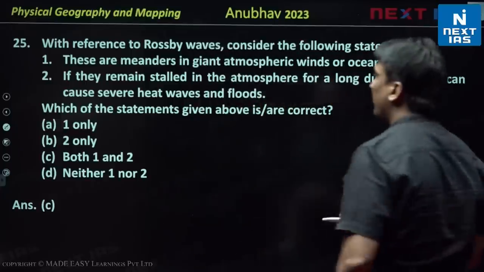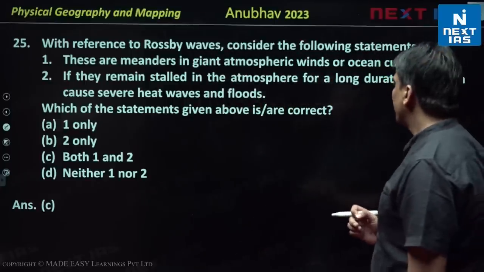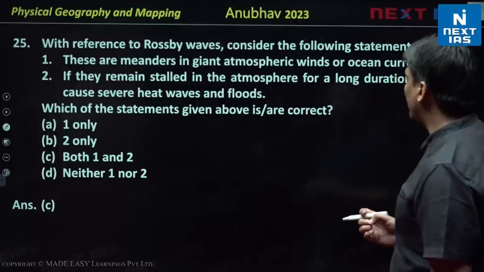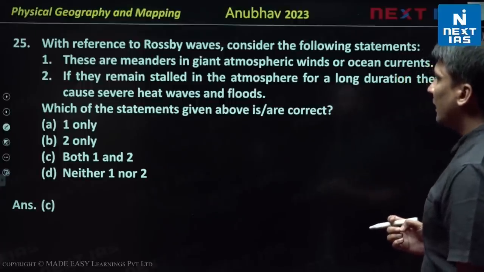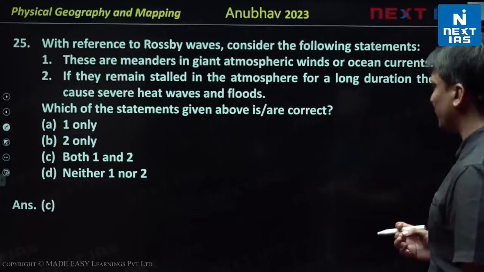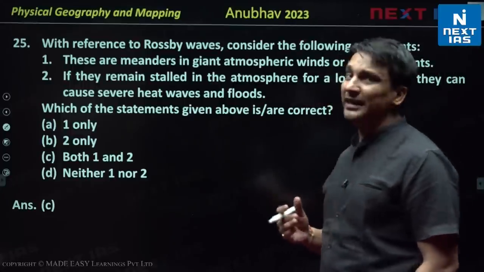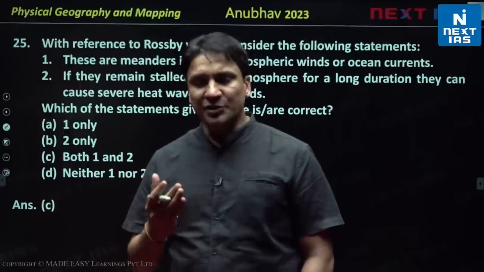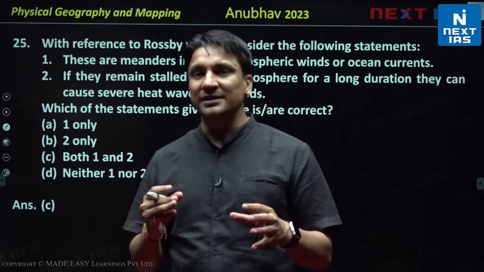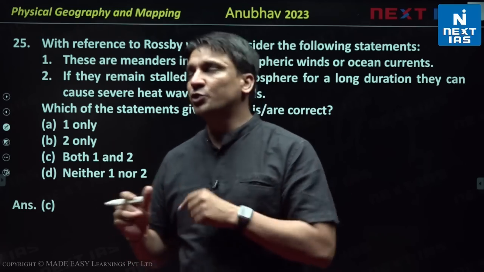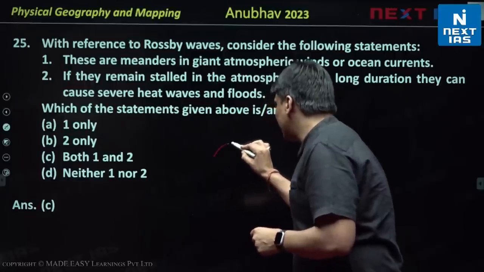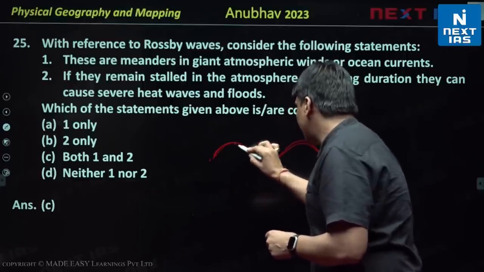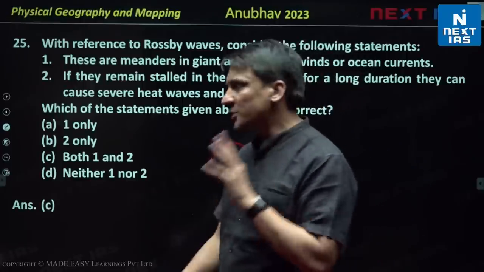Now the next question is, with reference to Rossby waves, consider the following statements. These are meanders in giant atmospheric winds or ocean currents. If they remain stalled in the atmosphere for a long duration, they can cause severe heat waves and floods. Both statements are correct. Actually, Rossby waves are large scale waves in the atmosphere or ocean. So in atmosphere, jet streams basically follow meandering path. And these meanders, the wave-like path of jet stream, that is called as Rossby waves.